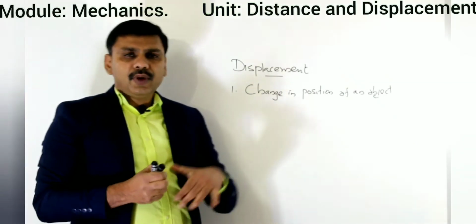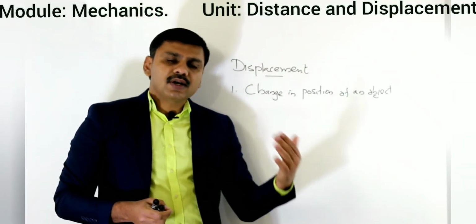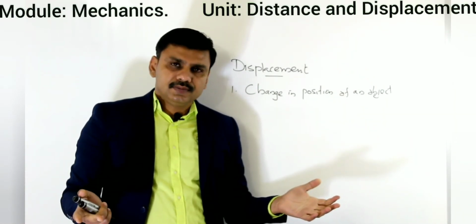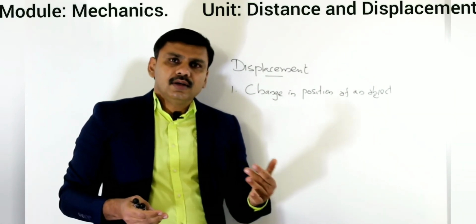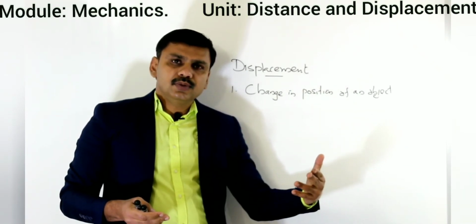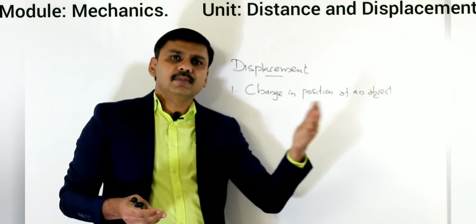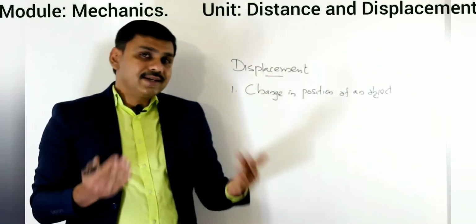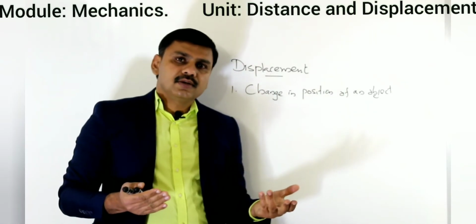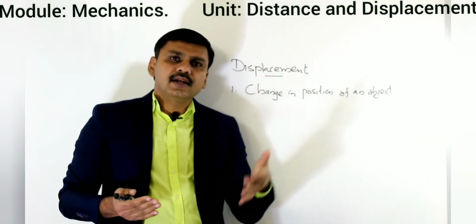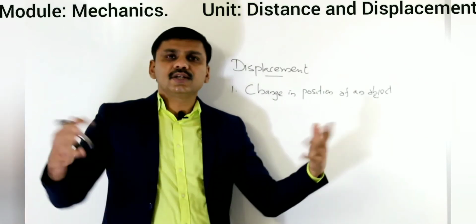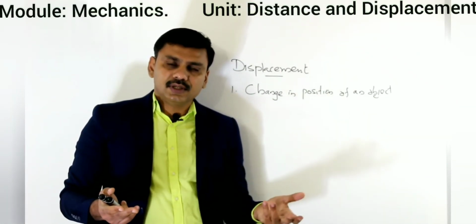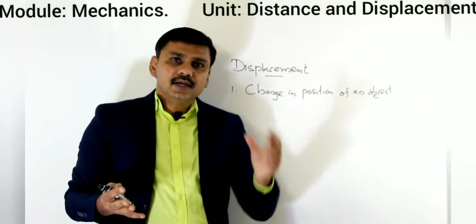That means when you explain displacement, you are considering the initial position of the object and the final position of the object. For example, you are traveling from Umtata to East London. Then you are coming back to Umtata. Your displacement is 0. What is the reason? Your initial position was Umtata and finally you reached Umtata. So there is no change in position of the object. So your displacement will be 0.